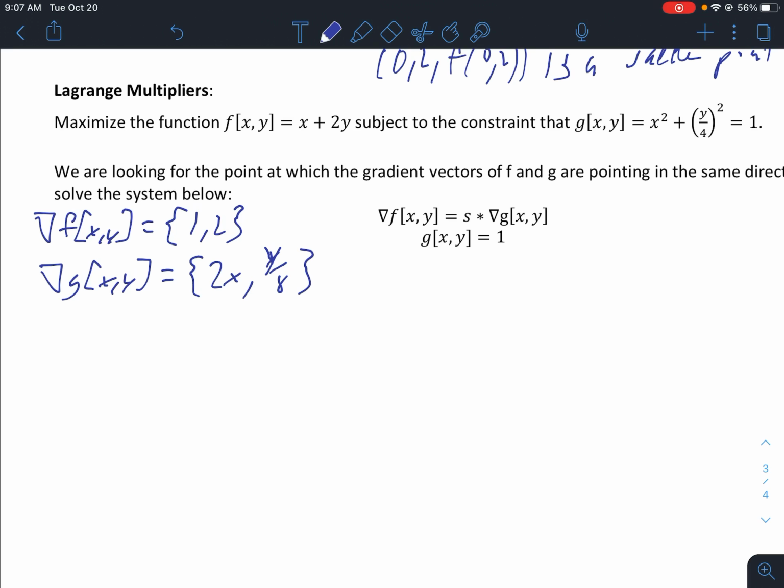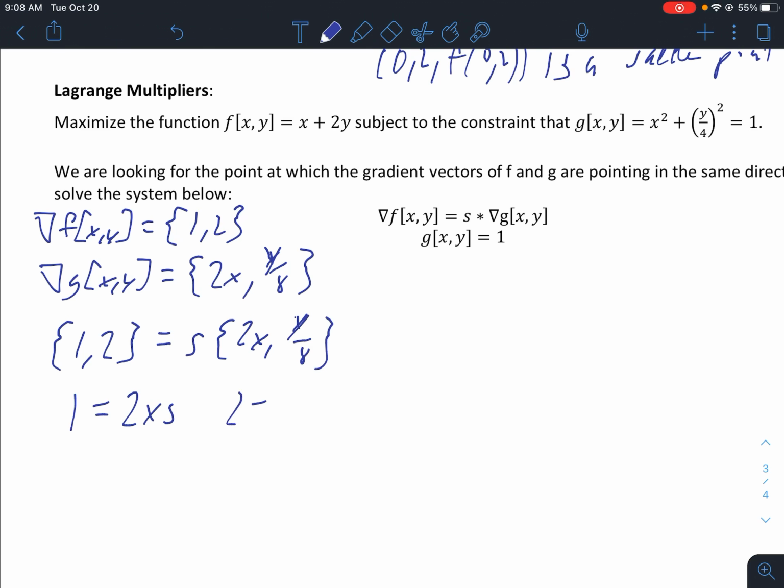All right, so we'll set up our system of two equations here. Our first one is that f's gradient is equal to some multiplier times g's gradient. And then the second one is just that g(x,y) is equal to 1. Let's do a little work with the first one. First of all, 1 is equal to s times 2x, and then 2 is equal to s times y over 8.